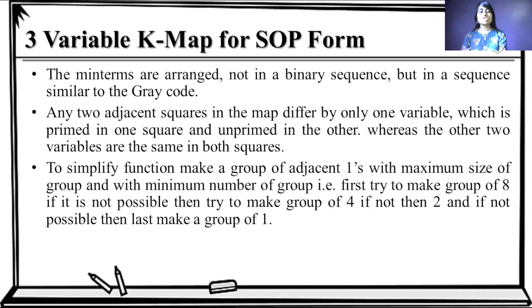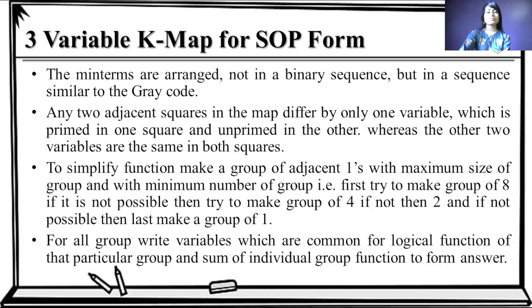If it is not possible, then let's go for a group of 4. Then if not possible, try a group of 2. Then last, a group of 1. For all groups, write the variables which are common for the logical function of that particular group, and the sum of the individual group functions forms the answer.